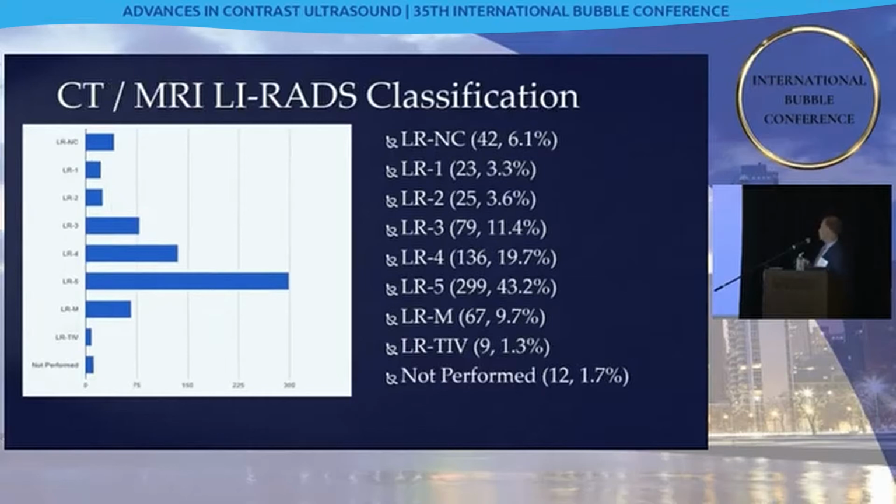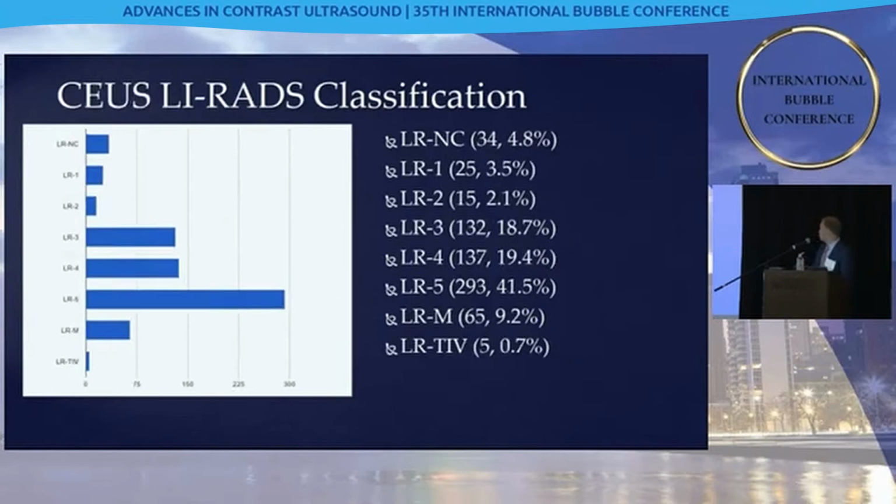Initial CT and MR was also very interesting. The majority of them were LIRADS 5s because the incidence of HCC in our high-risk population is so high. But also, CT was not absolutely a slam dunk. LIRADS 5s, we have quite a distribution of the cases in those patients as well.